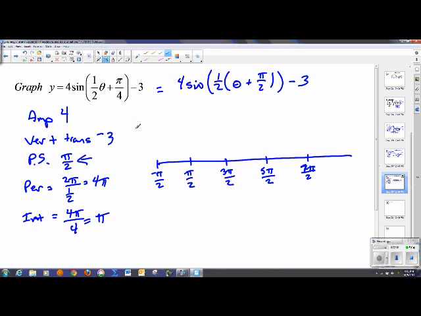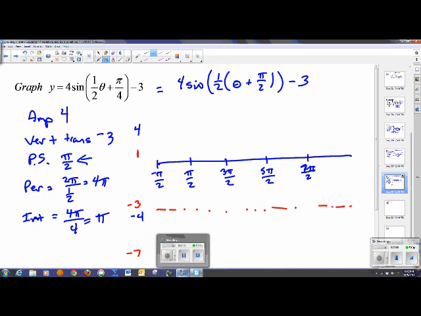Now my y values are going to fluctuate between 4 and negative 4. However, in this case, I have a vertical translation of negative 3. So what's going to happen is my midline is going to move down 3. And if I move up 4 and negative 4 from there, I get values of 1 and negative 7.